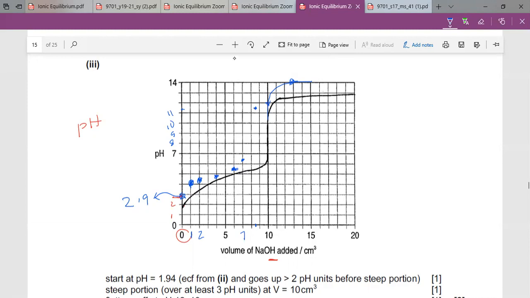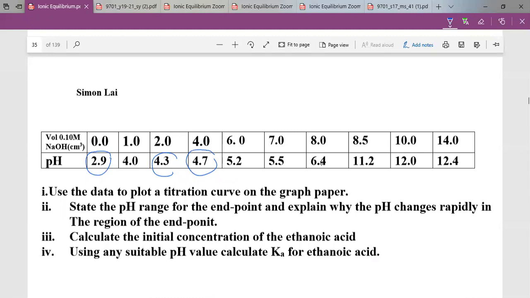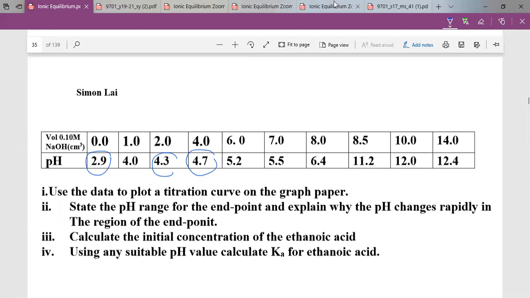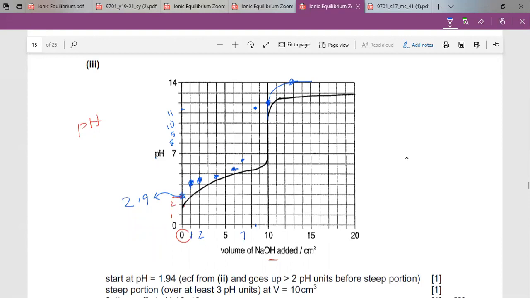Before that, I think there was an 8. 8 is 6.4. 10 cm³ is 12, so 12 is here. Then 14 cm³ is 12.4. I put it wrongly, so 14 is here, at 12.4. So now what we do is we plot the curve.